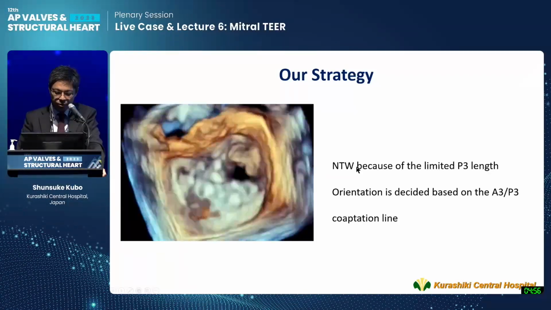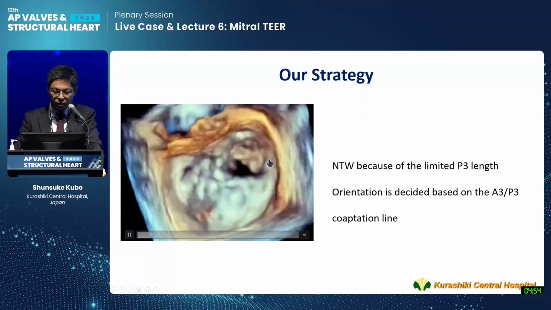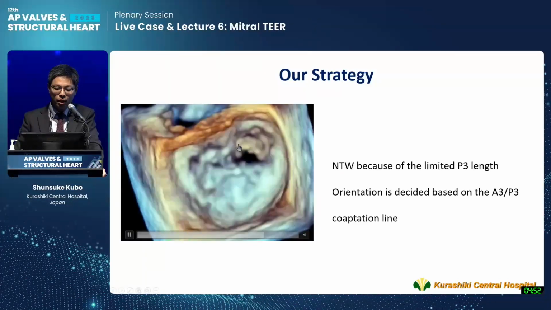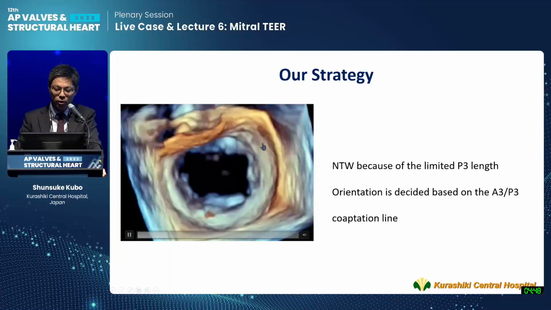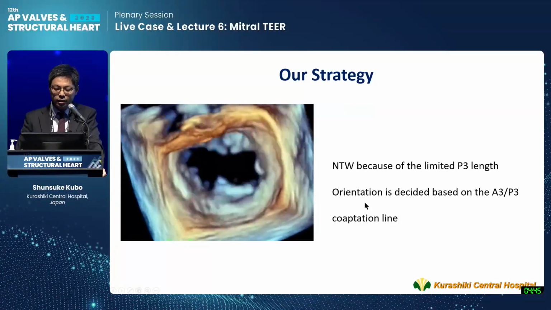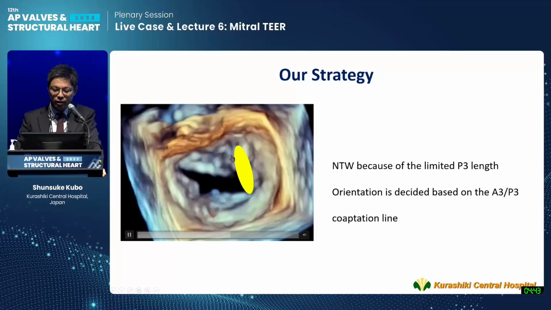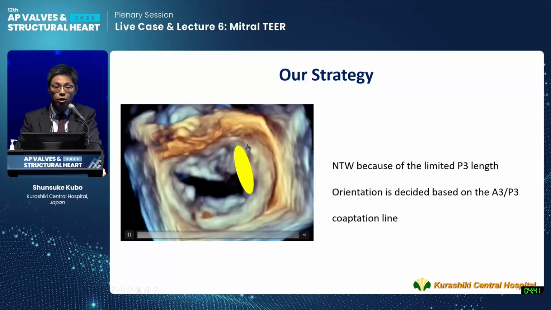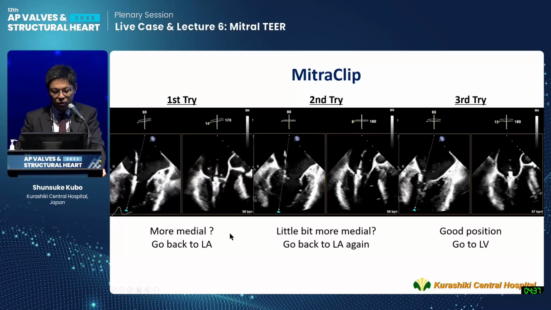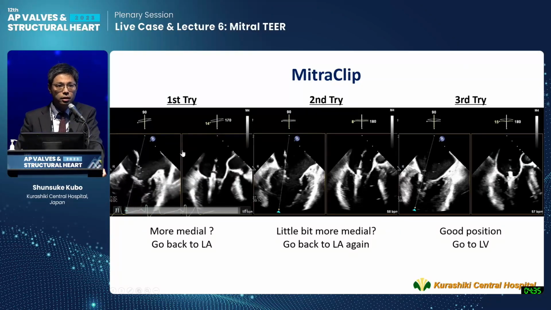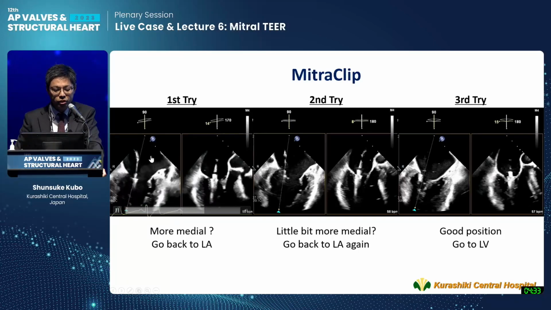How about the orientation? In this patient, there is a combination of the A3, posterior commissure, and P3. So I think the orientation is based on the original coaptation line of the A3, P3. So this is the procedure. This is a very important technique to treat the commissure MR.